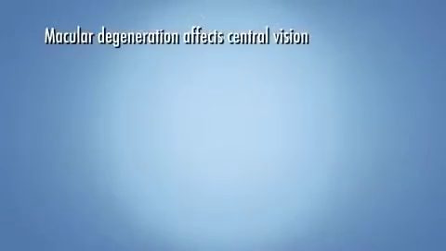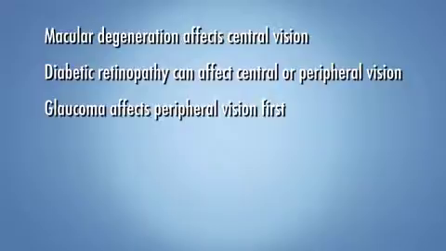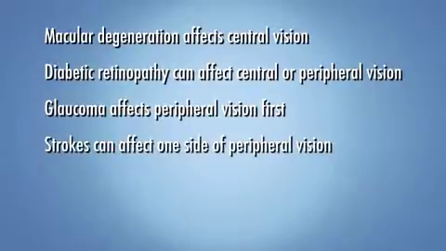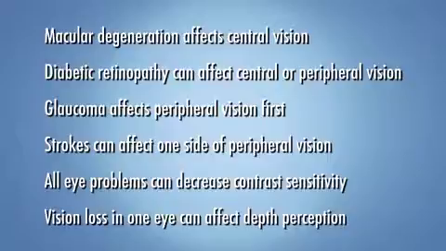There are many causes of low vision, and different causes affect different aspects of our sight. For example, macular degeneration affects central vision. Diabetic retinopathy can affect central or peripheral vision. Glaucoma affects peripheral vision first. Strokes can affect one side of peripheral vision. All eye problems can decrease contrast sensitivity, and vision loss in one eye can affect depth perception.